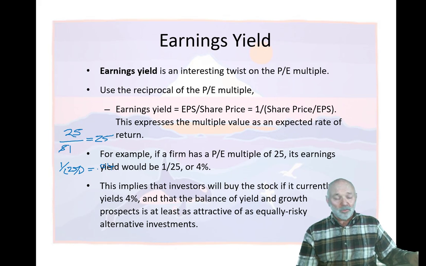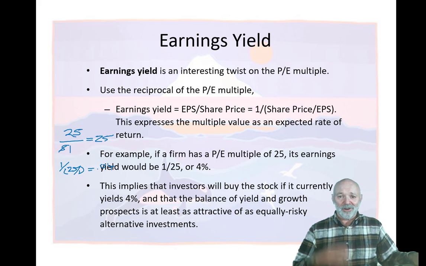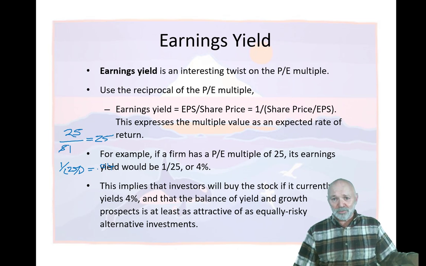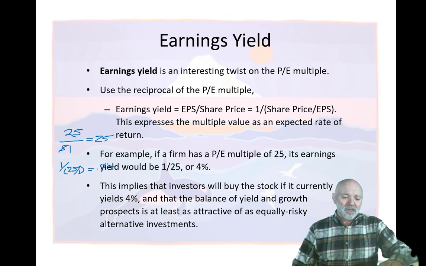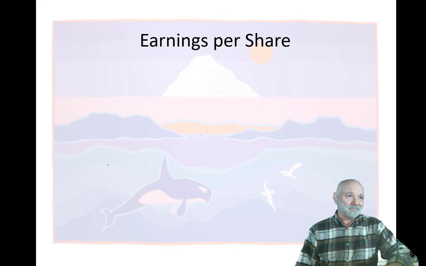Now, essentially, what we're saying is that the investors are happy to buy the stock if it provides an earnings yield of 4%. At 3% or 2%, no, and at 5%, it looks like a great bargain. So that is another alternative approach to understanding our price earnings multiple.